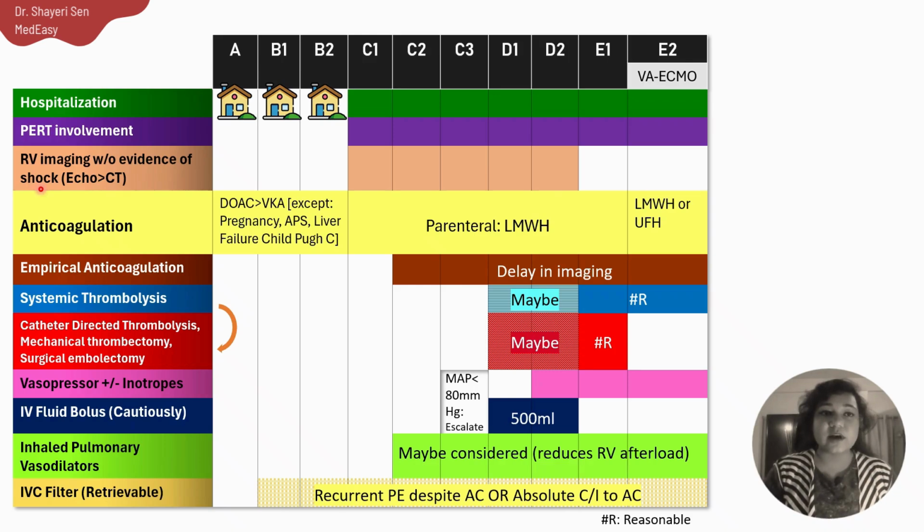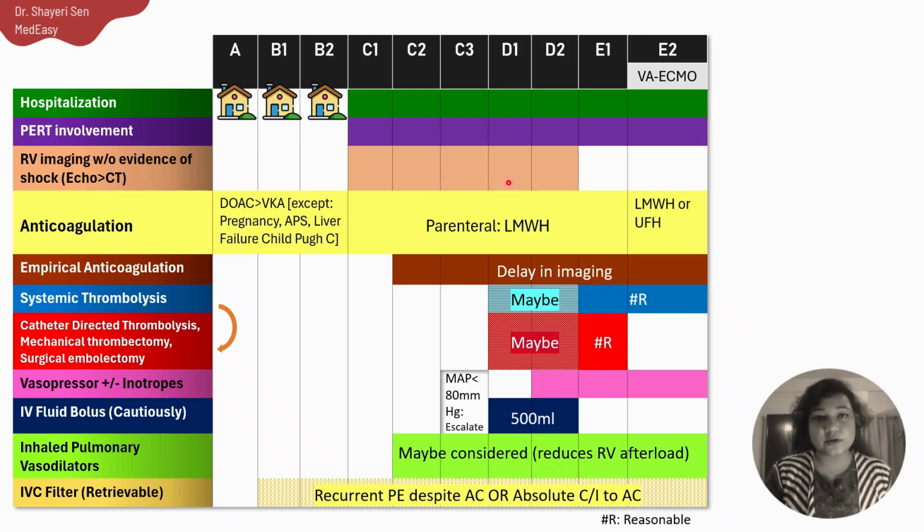Now, what about right ventricular imaging without evidence of shock? We are going to do this by echo, and we are going to prefer echo over a CT scan. Now, remember I said from C onwards, we check for the cardiac involvement, right? So, C category patients were patients with high clinical severity, with or without a right ventricular dysfunction, plus or minus biomarker increase, right? And D1 was what?